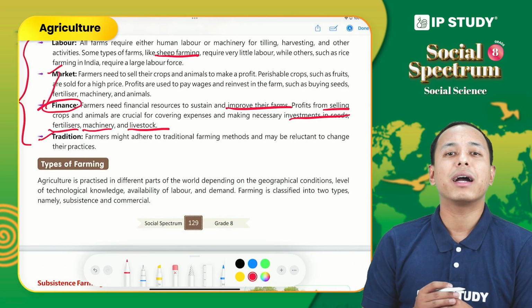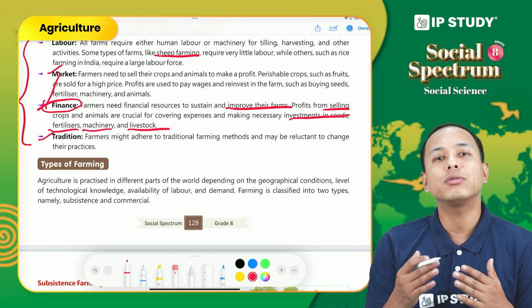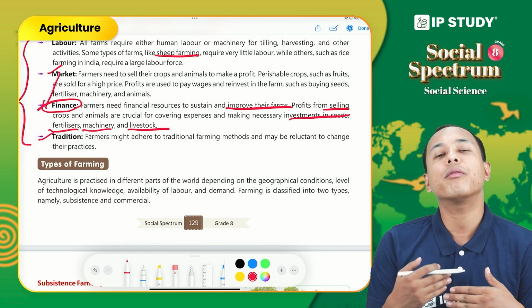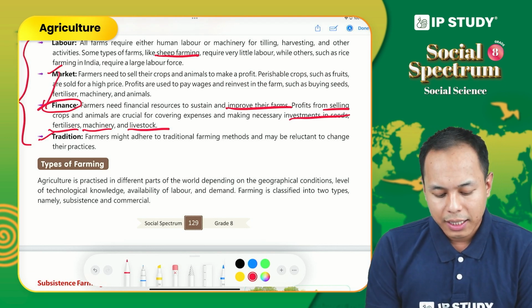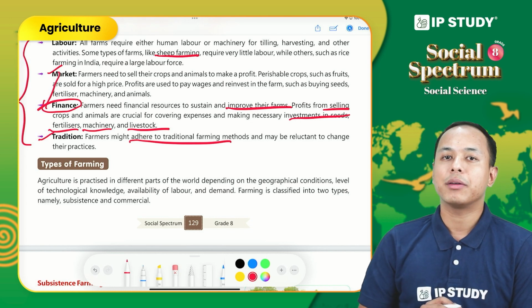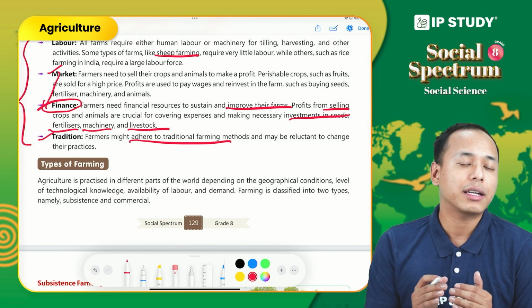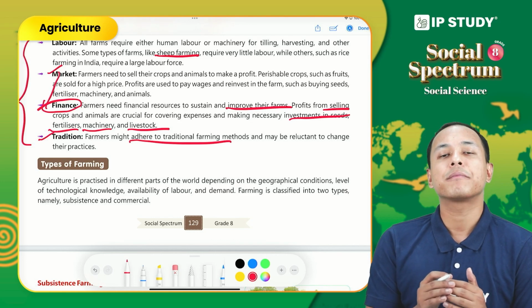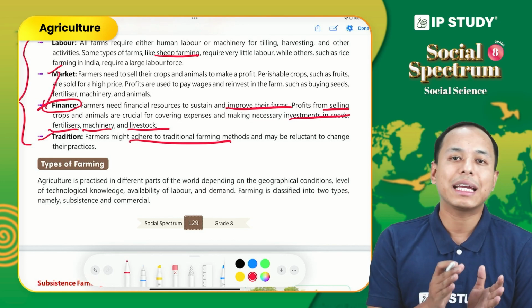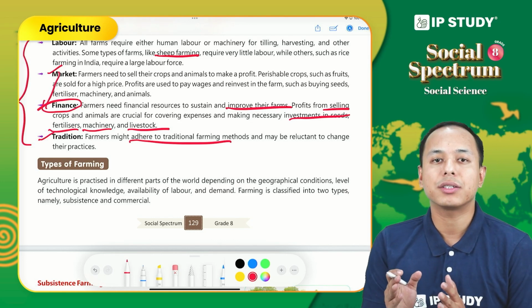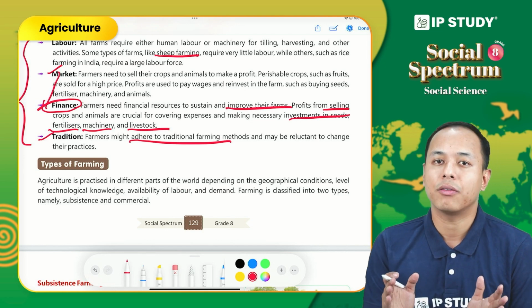Farmers might not be willing to change their technique or methods of agriculture, and they might adhere to traditional farming methods. Okay, so all these human factors and physical factors play an important role in the difference of technique, method and agricultural production in different places of the earth.